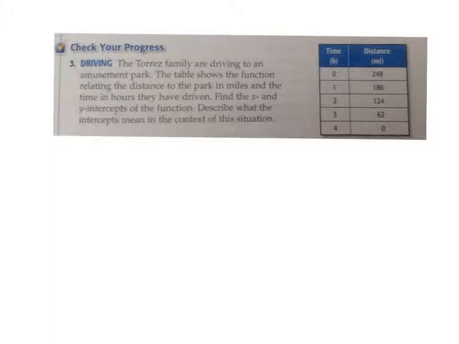So let's take a look at finding intercepts based on information that we're given. The example is the Torres family are driving to an amusement park. The table shows the function relating the distance to the park in miles and the time in hours they were driven. Find the x and y intercepts of the function. Describe what the intercepts mean in the context of the situation. So we're first just going to kind of sketch out a graph.